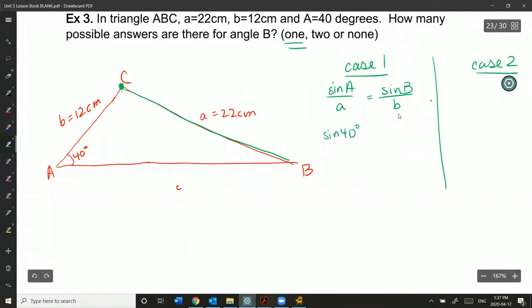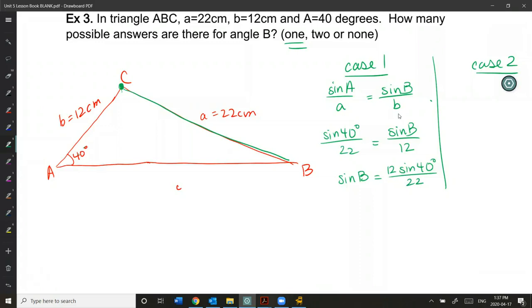Plug in the information that you know. And multiply the 12 up. So when you put this into your calculator, you will find that you do get a value here that's between -1 and 1. So we know we can only take the sine inverse of values between -1 and 1. And we get here, just plugging it in, 0.3506 and so on. So you're going to do the sine inverse of that value in your calculator.